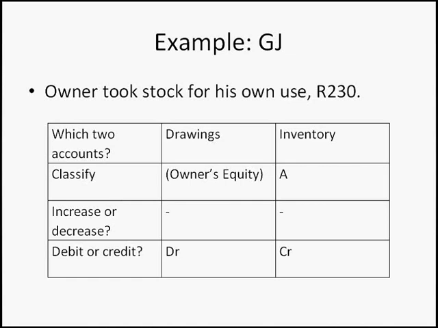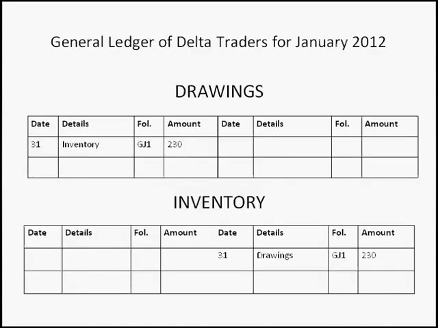So what will the ledger entries look like here? The two accounts are drawings and inventory. The drawings account gets debited on the 31st with inventory because that's the other account I'm using. Folio is General Journal 1, GJ1, because that's where I get the information from, and the amount is 230 Rand. In opposite to that, inventory is the other account that I'm using. The date is the 31st. Details is drawings because drawings is the other account that's involved. Folio is General Journal 1 because that's where I got the information from, and the amount is 230 Rand.